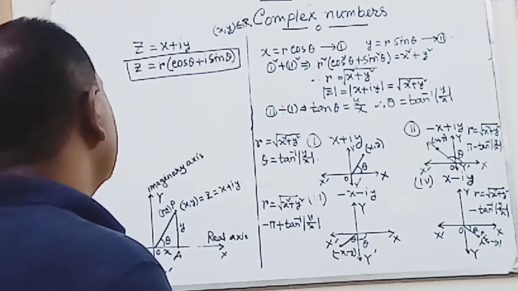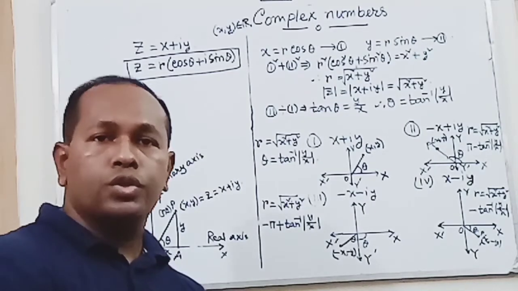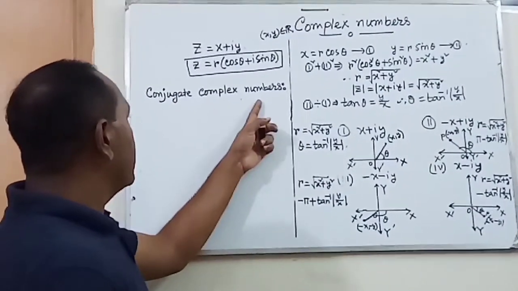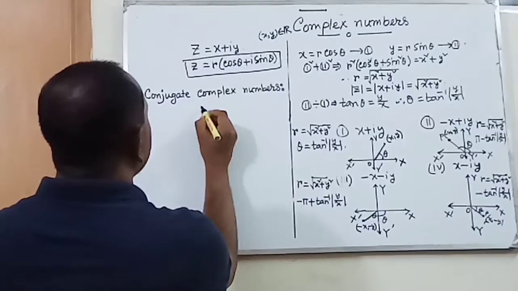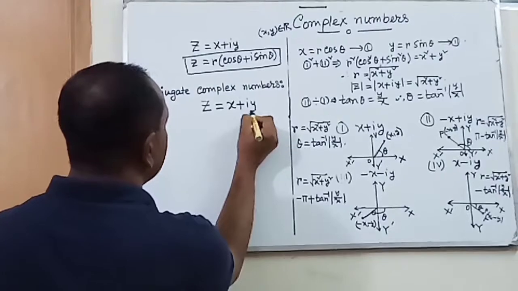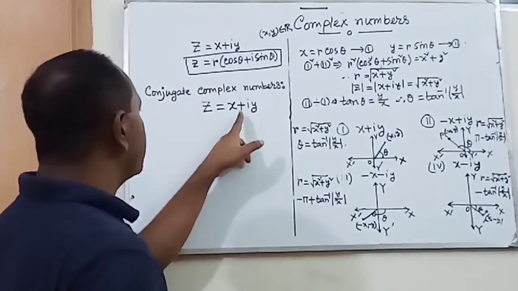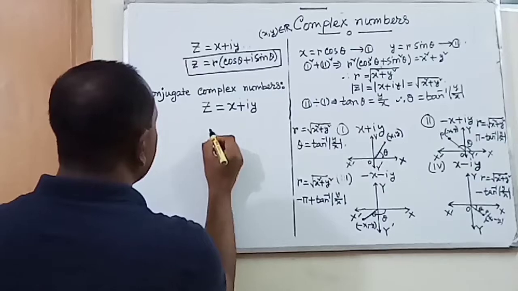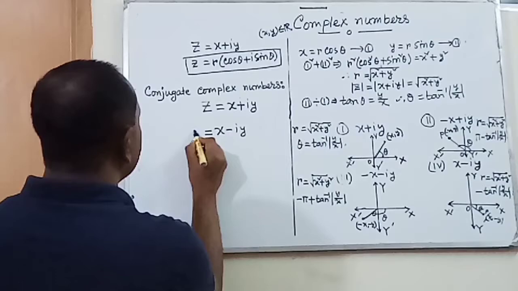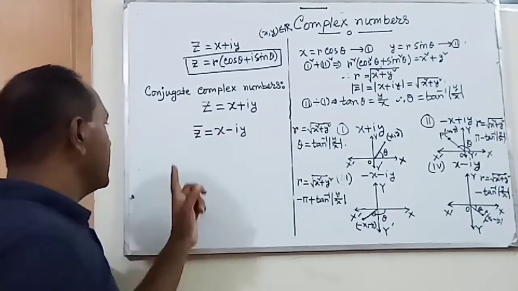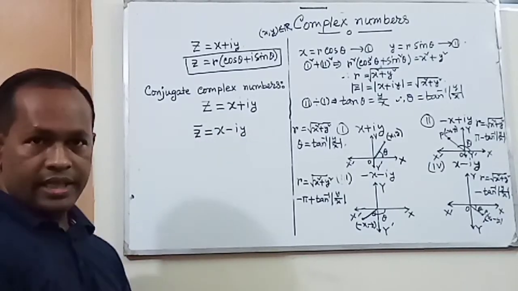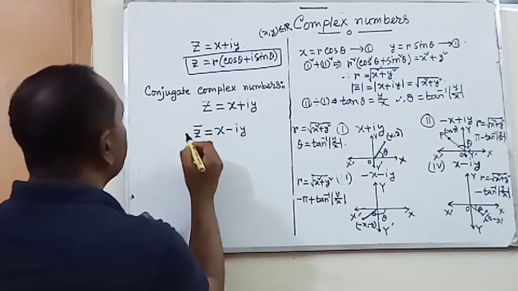Okay, now let's see what is the conjugate complex number. Finally, let's talk about the conjugate complex number. For this, coming back to the complex number z is equal to x plus iy. Now, if you change the sign of the imaginary part, you will get x minus iy, and you can denote it by z bar. So z bar is equal to x minus iy, and that is the conjugate complex number.